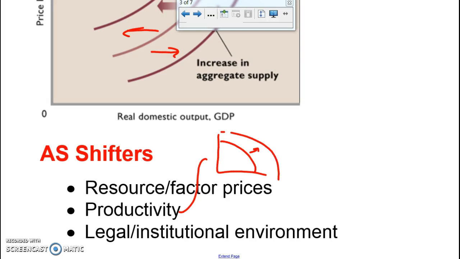Legal institutional environment means things like corruption, for example. If there's greater corruption in a government, that's going to shift aggregate supply to the left because a lot of money is going to be wasted paying bribes rather than producing goods and services.